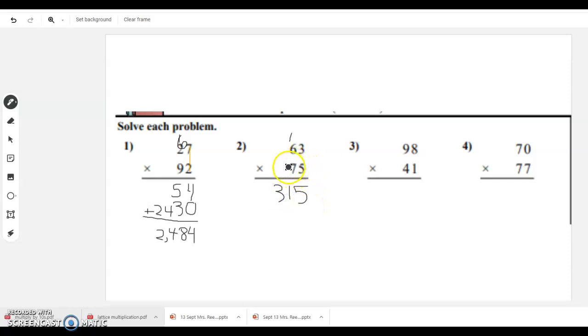Now I'm going to start with the 7, which is in my tens place. So I'm going to put a 0 as my placeholder. 7 times 3 is 21. Going to carry my 2. 7 times 6 is 42. Plus 2 is 44.